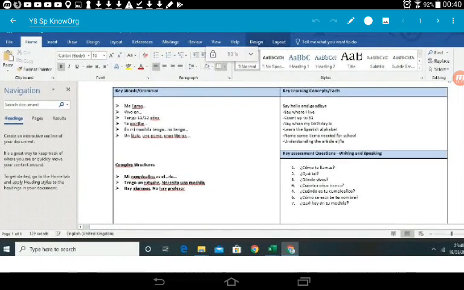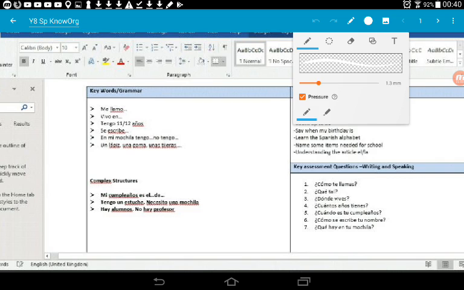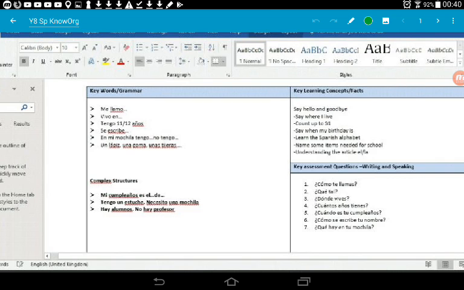Now, we start a little bit with introductions. You can see here, me llamo, vivo en, tengo 11, 12, 13 años. Also, we look into how you write things in Spanish, if you remember, how to spell your name. So you're going to need the alphabet a little bit. And remember, there are some songs available for that on YouTube. We'll look into some of them. If you need some links, please let me know, and I'll email that to you.